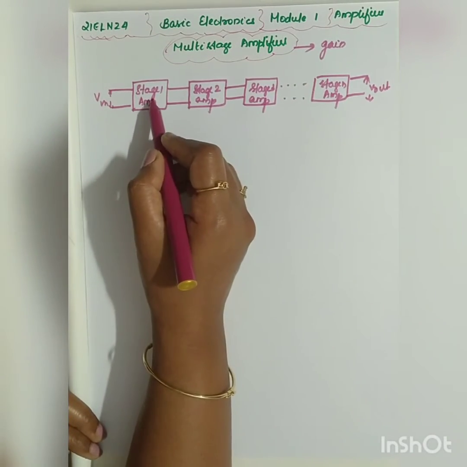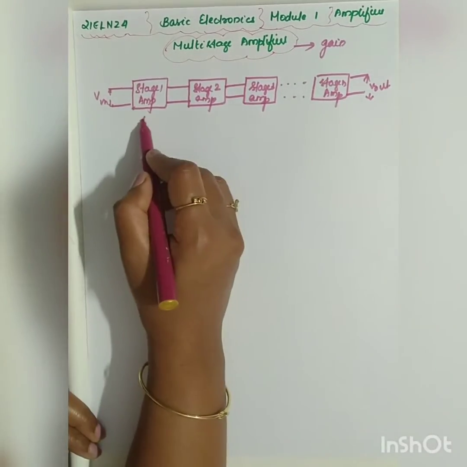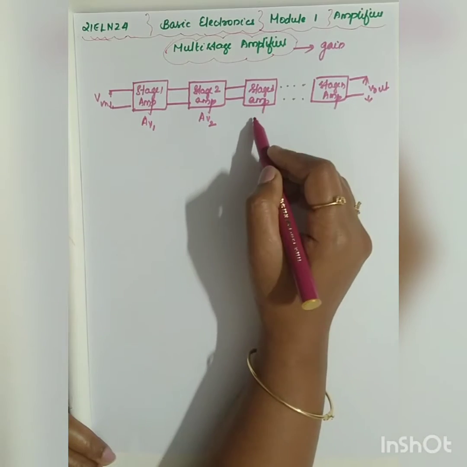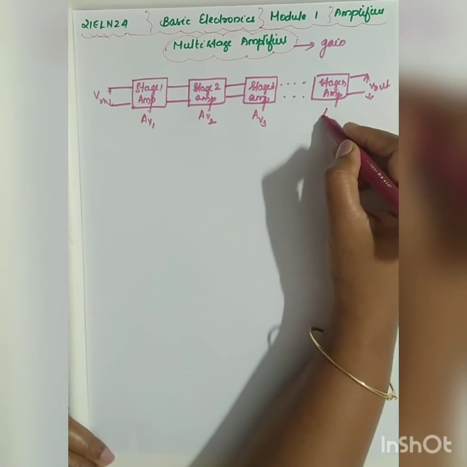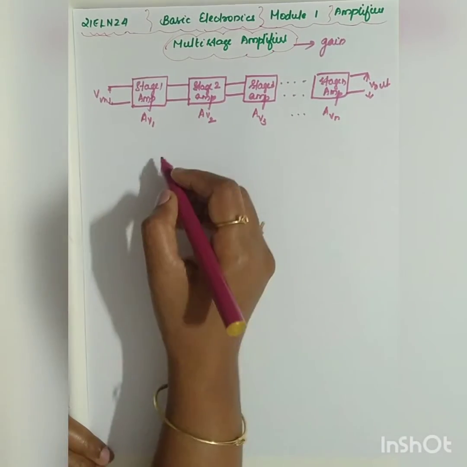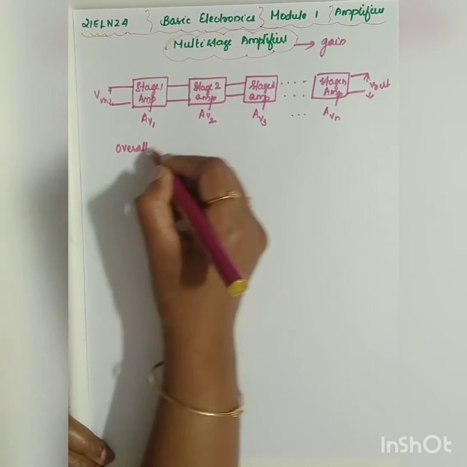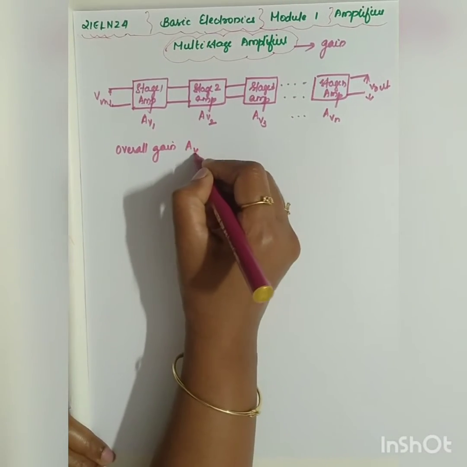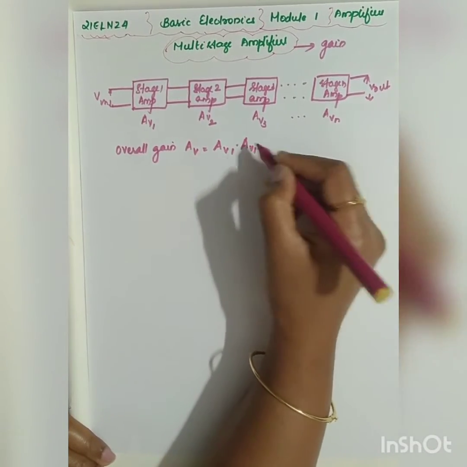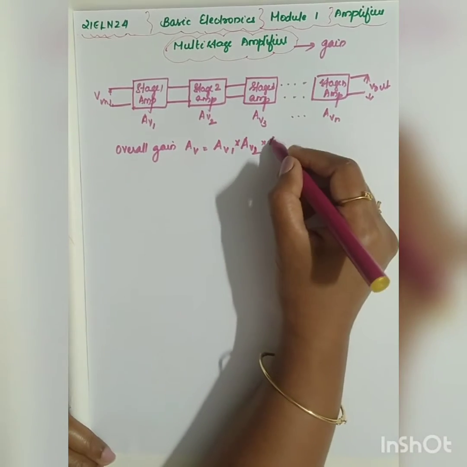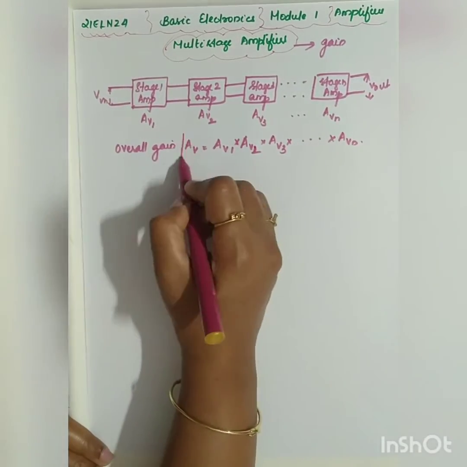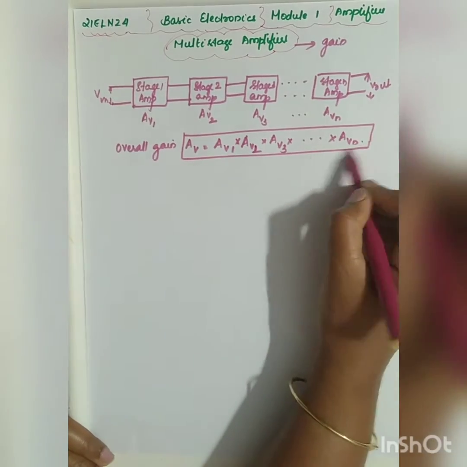Let us assume that this is your stage 1 amplifier with a gain of AV1. Stage 2 has the voltage gain AV2, stage 3 has AV3, etc., up till stage N, which has the voltage gain AVN. Then the overall gain AV will be equal to the product of all the individual gains: AV1 into AV2 into AV3 into etc., up till AVN. So this will be the gain of your multi-stage amplifier.